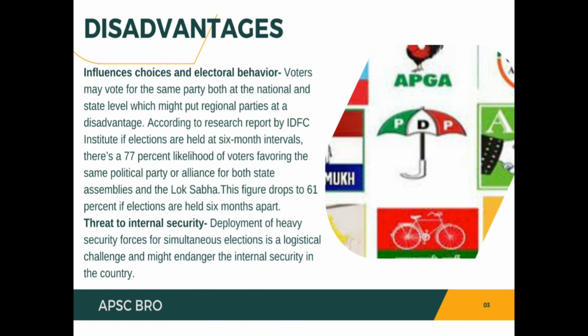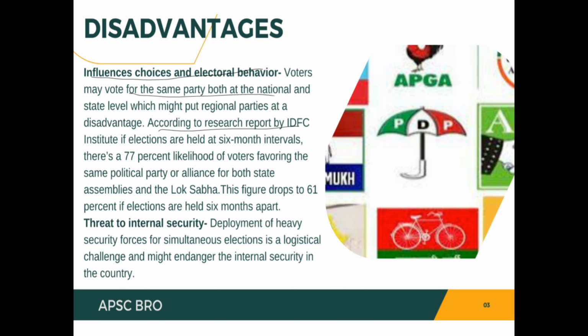Okay. Next thing, it will influence the choice and electoral behavior. Whenever there is a simultaneous election, suppose I am voting for both the center and the state, I'll always have a tendency to vote for the same party at the national and the state level. I'm not saying this just from an idea. This is through statistics. The research report by IDFC says that if the elections are held at a 6 month interval, suppose there is a central election this month and within 6 months there is a state election in any other state, the probability of the same party to win both the elections will be more.